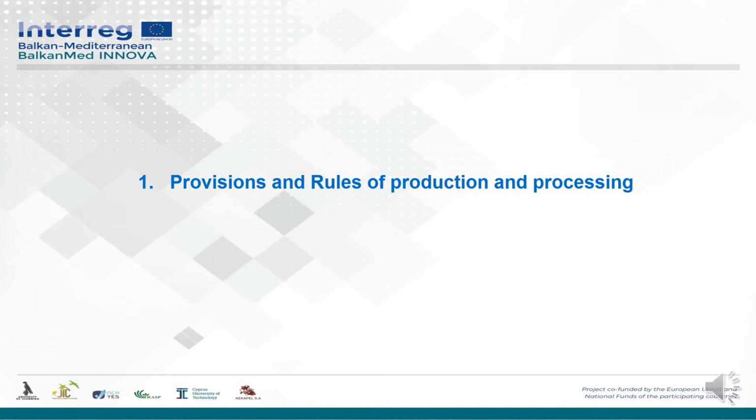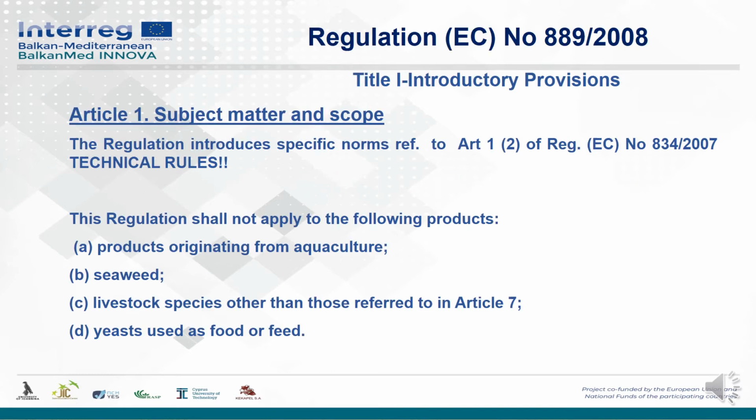So let's start with provisions and rules of production and processing. Title 1, Introductory Provisions. As I explained, there are two articles. This is the shortest title. That's why I preferred to include both Title 1 and Title 2 in the same section.